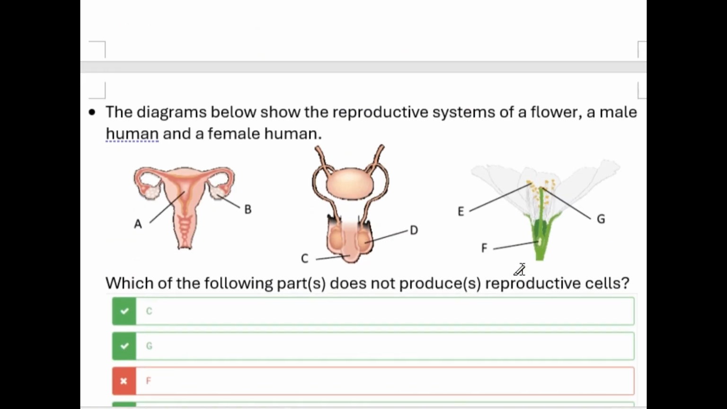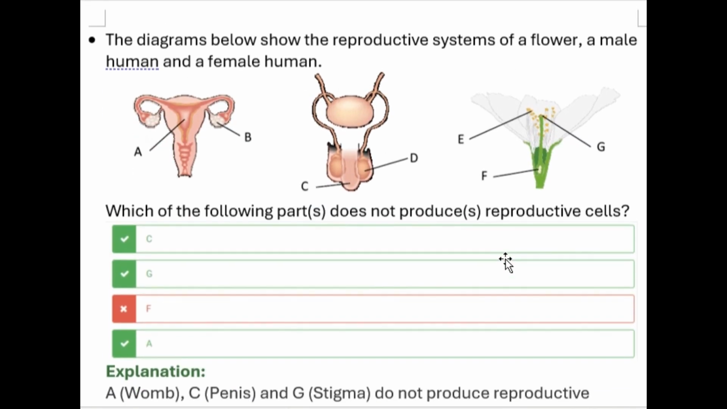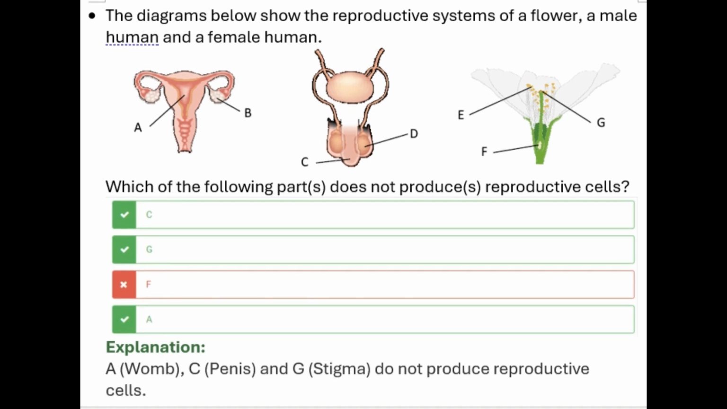The diagrams below show the reproductive systems of a flower, a male human and a female human. Which of the following parts does not produce reproductive cells? Explanation. A, womb, C, penis, and G, stigma do not produce reproductive cells.